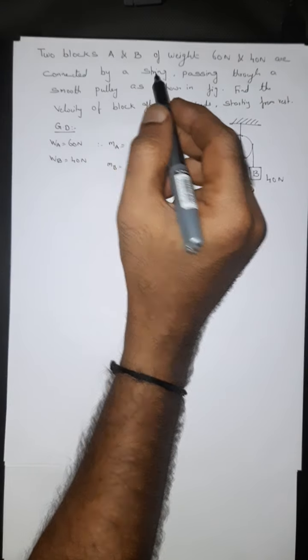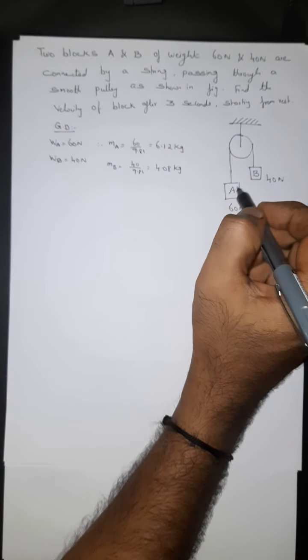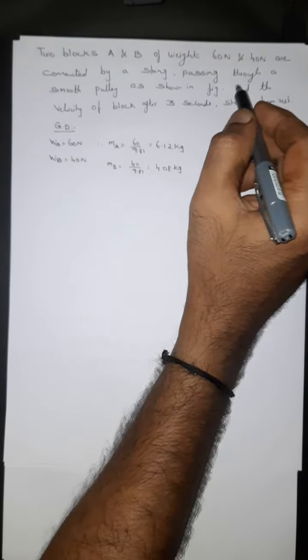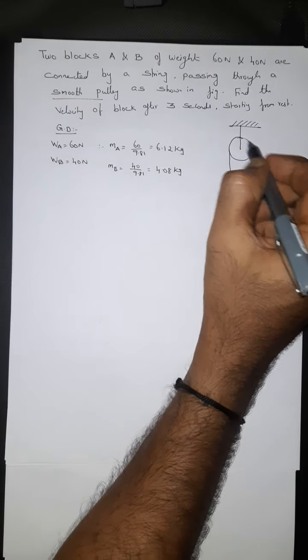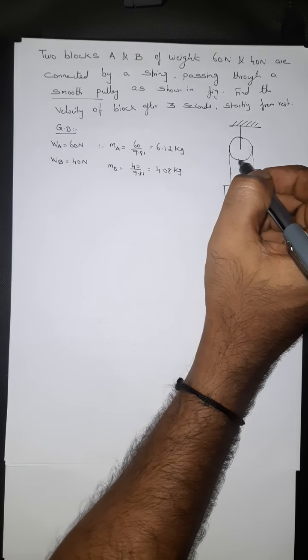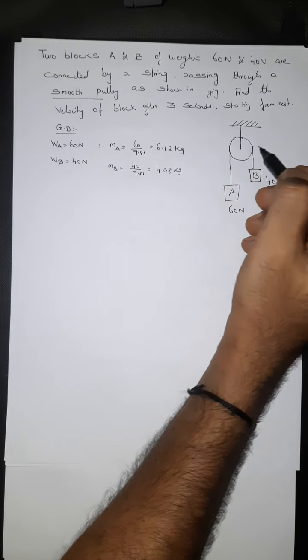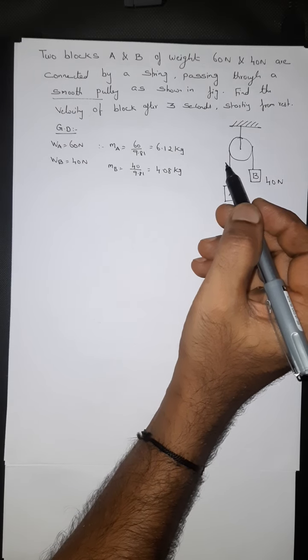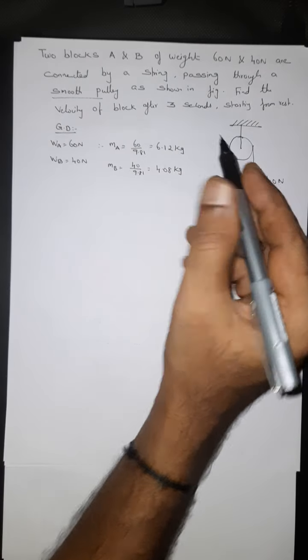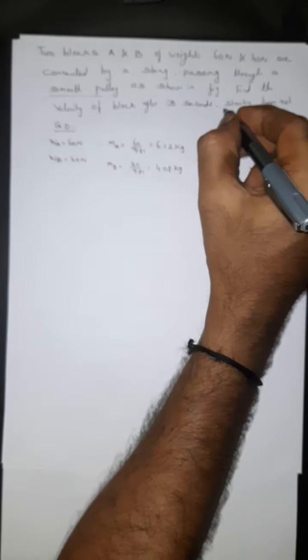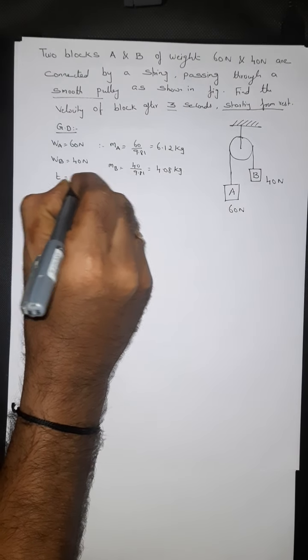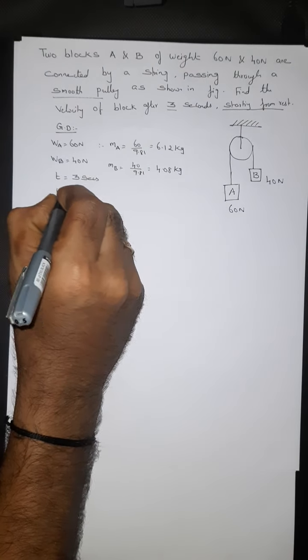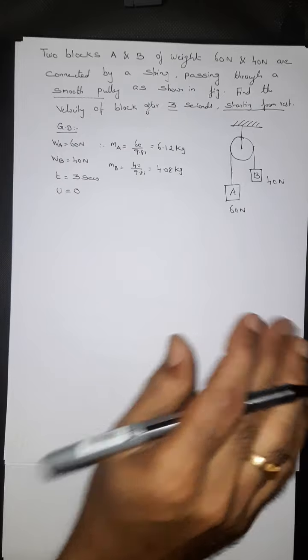are connected by a string. So both the blocks are connected by means of a string passing through a smooth pulley. So it's a frictionless pulley. There won't be any friction between the string and the pulley. Find the velocity of the block after 3 seconds starting from rest. So this is t equal to 3 seconds. Starting from rest, initial velocity is 0.